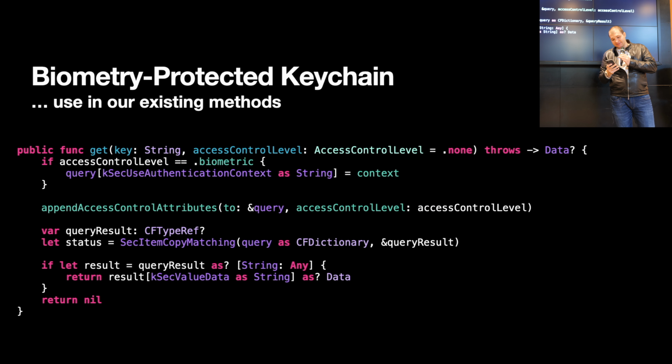And then you use this in your methods, essentially demanding that this item that you want to retrieve is biometrically protected, and you will have to provide the context, the biometric context, to retrieve the data from it.